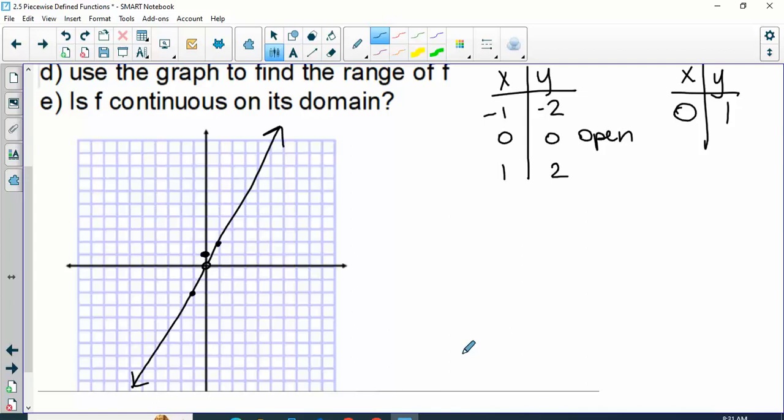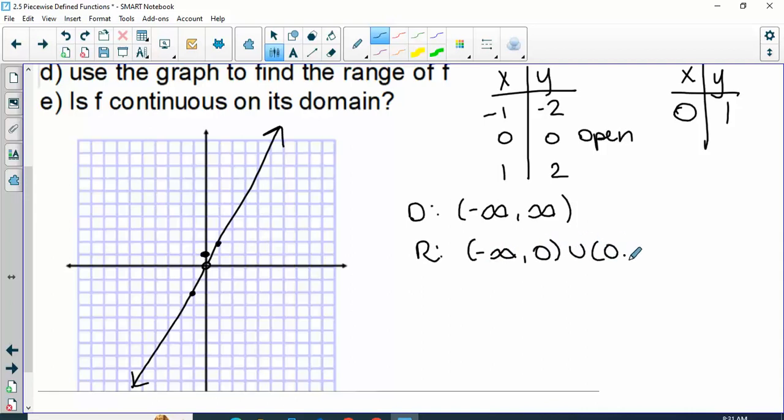Domain: negative infinity to positive infinity. What would be my range? Negative infinity to 0 and then 2. Right. We never actually hit that 0, so that is our breaking point. Is this continuous? No.